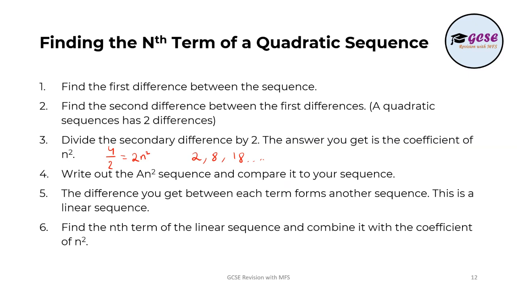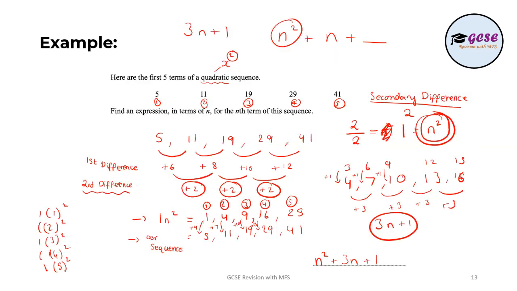I'm going to run through it again, if it's a bit difficult. It is a bit difficult at first, but if you keep practicing, it will come into your head. So you work out the first difference here. You can see it's add 6, add 8, add 10, add 12. Then, as you can see, your first difference isn't the same each time. So you work out the second difference, which is add 2, add 2, add 2.